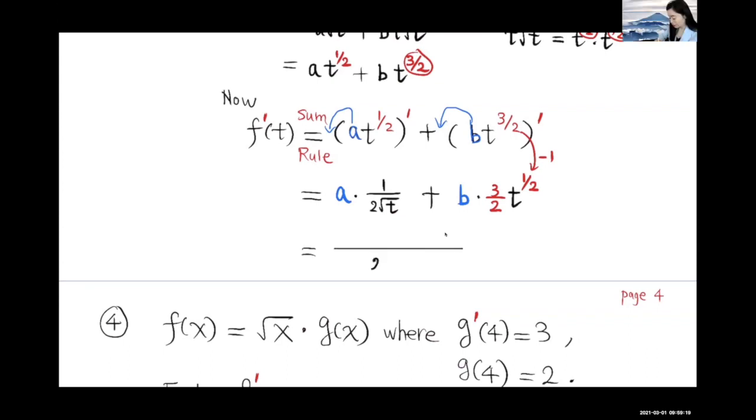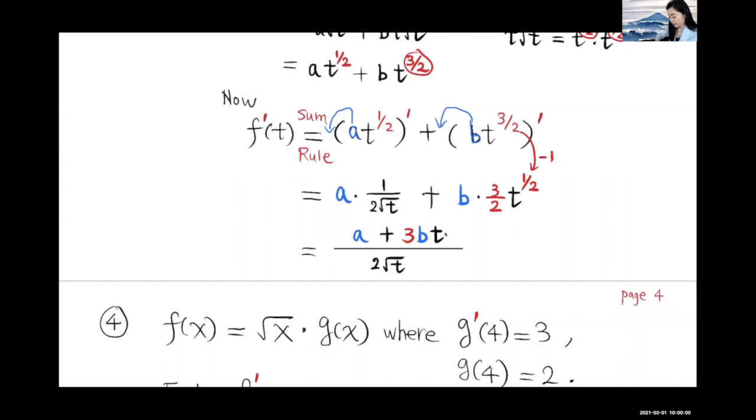So we have 2 square root of t here, and then here we'll have this a plus this one here. If I have this, using this common denominator, so that will be 3bt here. Okay. Now, some of you might wonder, how did you get this?